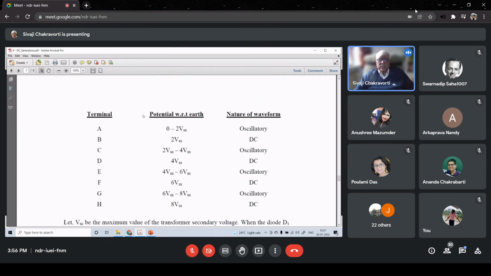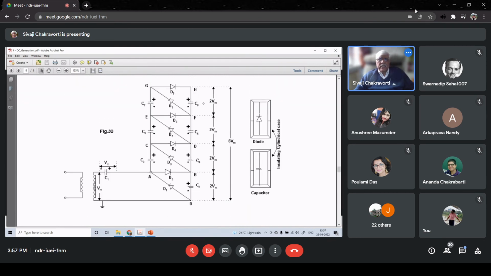This is how the potential of every terminal A, B, C, D, E, F, G, H, where you can see B, D, F, H, they are all having DC voltage and gradually multiplied. So B will have 2 Vm, D will have 4 Vm, F will have 6 Vm, H will have 8 Vm. Whereas terminals A, C, E, and G, they will have an oscillating voltage. A will be between 0 to 2 Vm, C will be between 2 Vm to 4 Vm, E will be 4 Vm to 6 Vm, and G will be 6 Vm to 8 Vm.